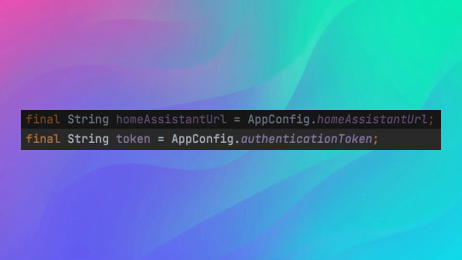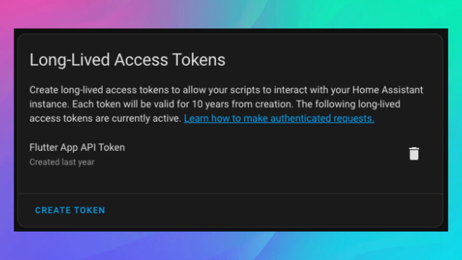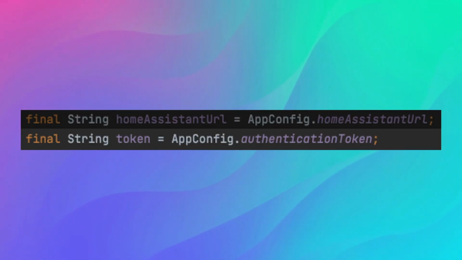I've left this blank for the video, but you can create a long-lived access token on your Home Assistant admin settings under the Security tab. This is needed to authenticate with Home Assistant, essentially giving the tablet permission to manipulate Home Assistant without needing to log in. This is a secure token, so make sure to keep it safe.